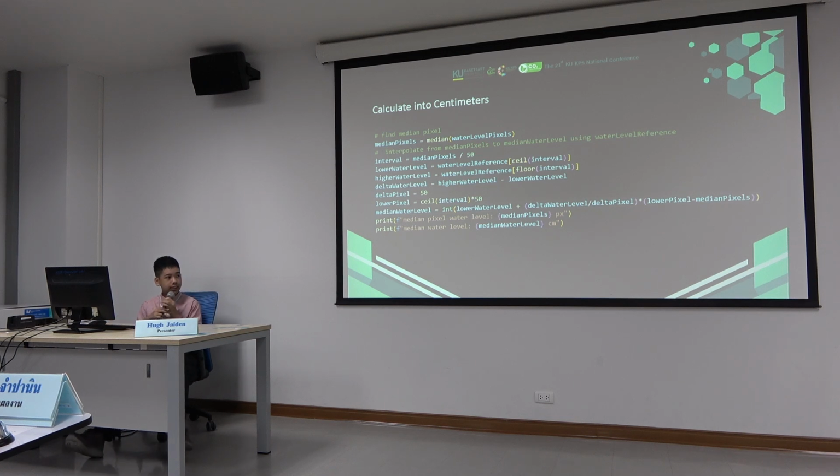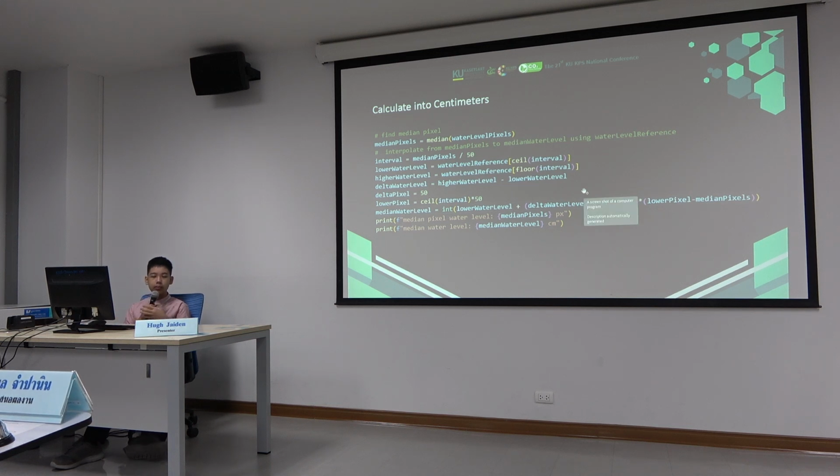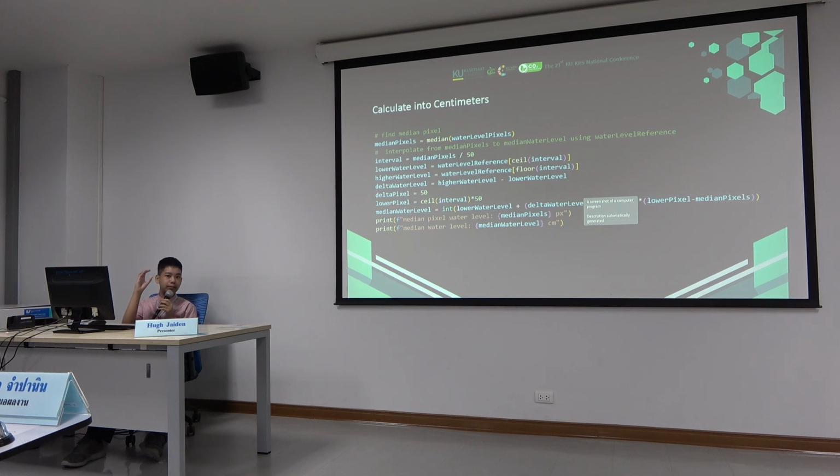Once we find the list here, we first find the median of all the frames. Once we find that, we find the median of the pixels, then we interpolate it. All this is separated into a bunch of variables for it. So once we interpolate it, then we get the water level. We get this with a reference like every 50 frames, this is the water level, water level, water level.